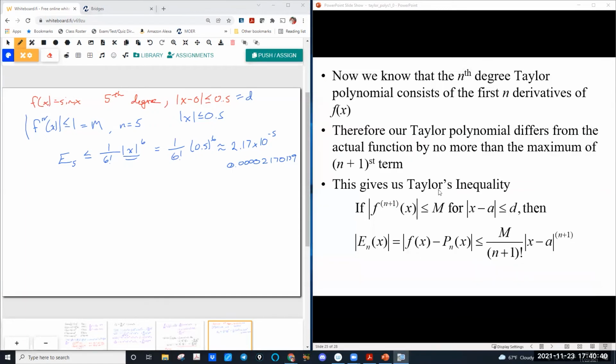But questions so far? So the n is the degree. M is what we need to calculate. X minus a is basically going to be given in our problem. And we're going to do another example here in a second, but I want to see if there were questions about this one first. Okay.